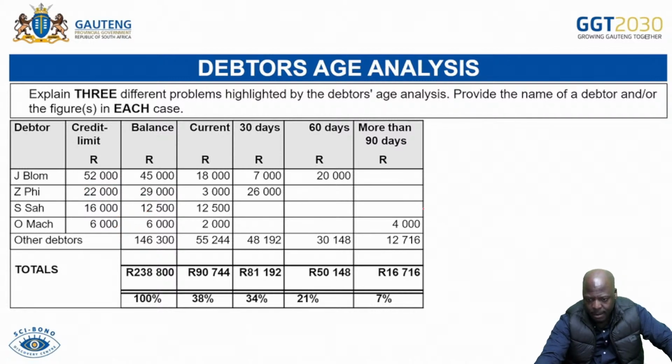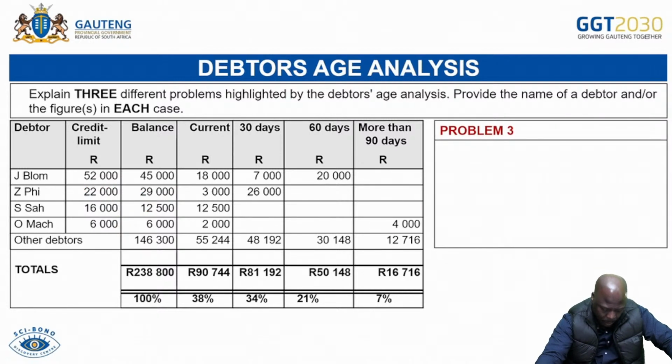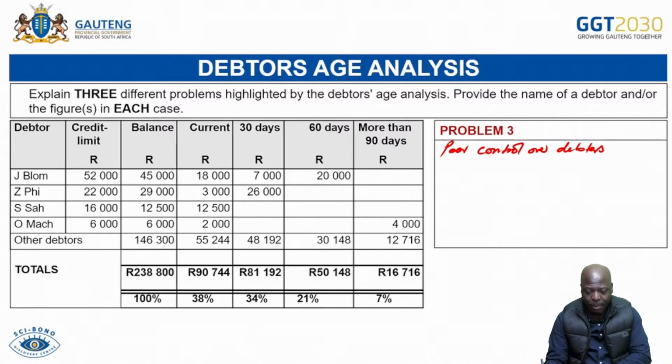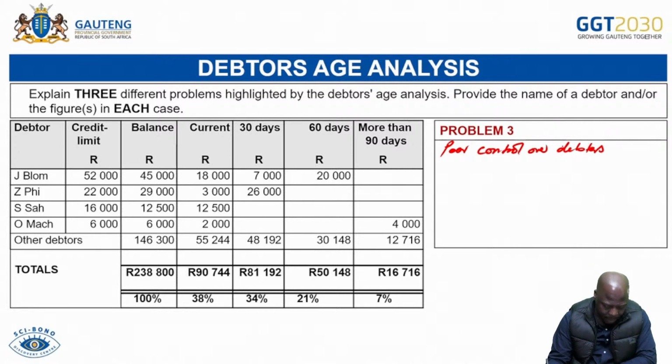Problem number 3. All right. So we want to see if we have any debtors that we continue to sell to, yet they are not complying. So we want to see if we have poor control over debtors. We're talking about a situation where we continue to allow our debtors to buy on credit even though they are not complying. So in other words, we're looking at debtors that we continue to allow to purchase when they are defaulting.